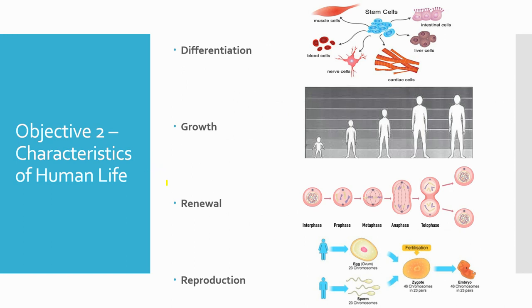And that just about wraps up Objective 1 and Objective 2. So just to give you some visuals here, differentiation: you have generic, unspecialized cells that will become a very specific type. Growth is the increase in size. Renewal is making new cells by the process of mitosis. And reproduction is going to involve making new cells by meiosis, and those cells coming together in the process of fertilization.